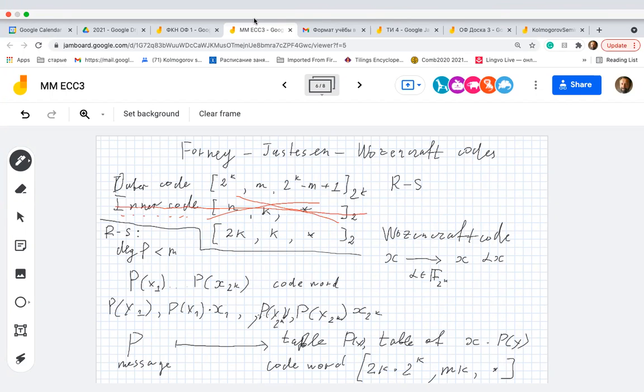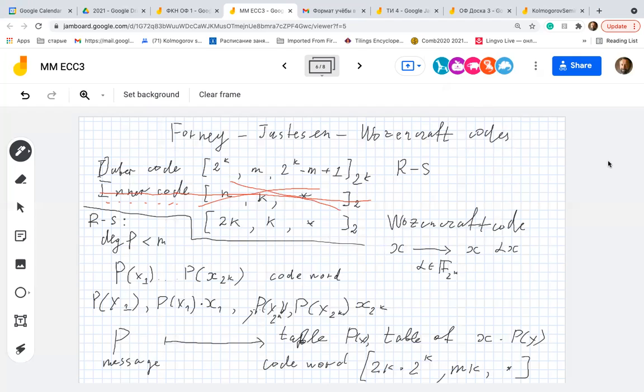Isn't the outer code actually Reed-Solomon? It is. Yeah, the outer code is Reed-Solomon code. But in Reed-Solomon code, aren't x1, x2, and so on fixed? Yes, in Reed-Solomon code, we can choose any pairwise different elements of the field.